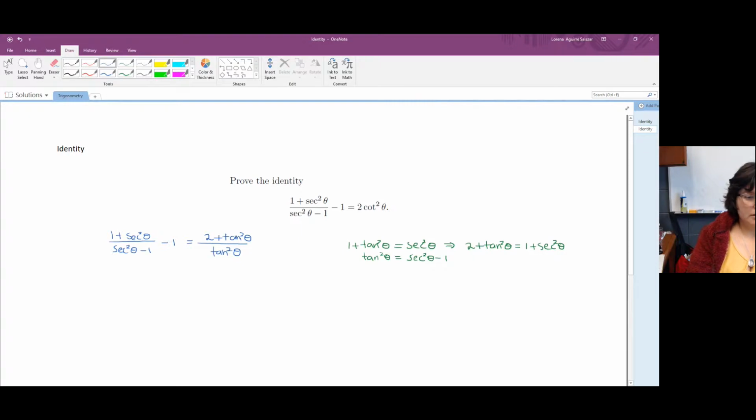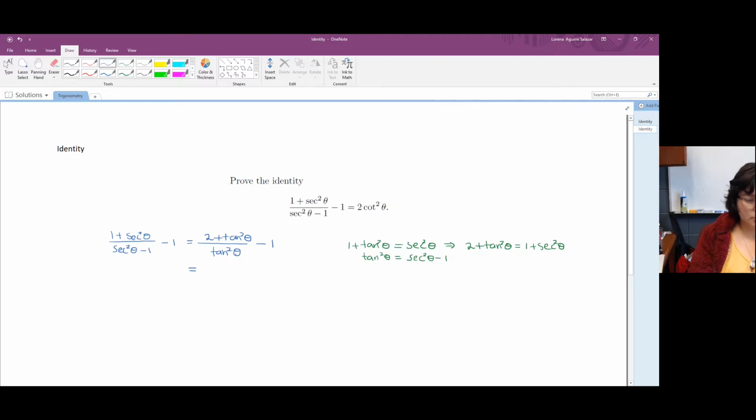So then we have (2 plus tangent squared of theta) over tangent squared of theta, then take away 1. And we're trying to get to cotangent squared of theta times 2. Once we get to this point, we notice that there's something in common between this term and that term, namely tangent squared. So let's split the fraction into 2 parts.